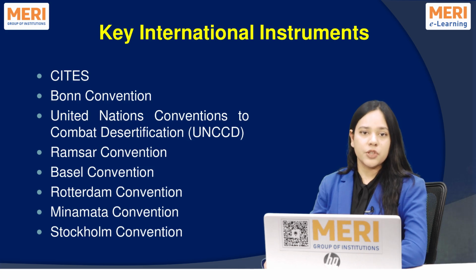Similarly, the Bonn Convention, also known as the Convention on Migratory Species, fosters international cooperation to protect migratory species and their habitats. Other crucial international agreements include the United Nations Convention to Combat Desertification (UNCCD), which addresses land degradation in arid, semi-arid and subhumid regions.